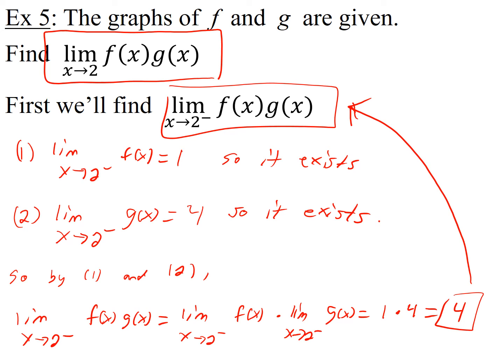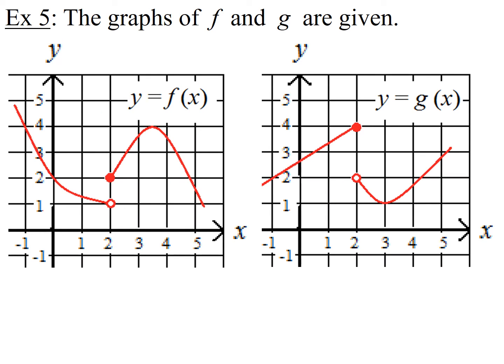All right, so now the idea is we're going to find the limit as x goes to 2 from the right of f times g. If it's also 4, then we'll know the full limit is 4. All right, so let's look at that now. Here's the graph again. Let me go ahead and look at just right-hand limits. So we know they exist, but let me write them down.